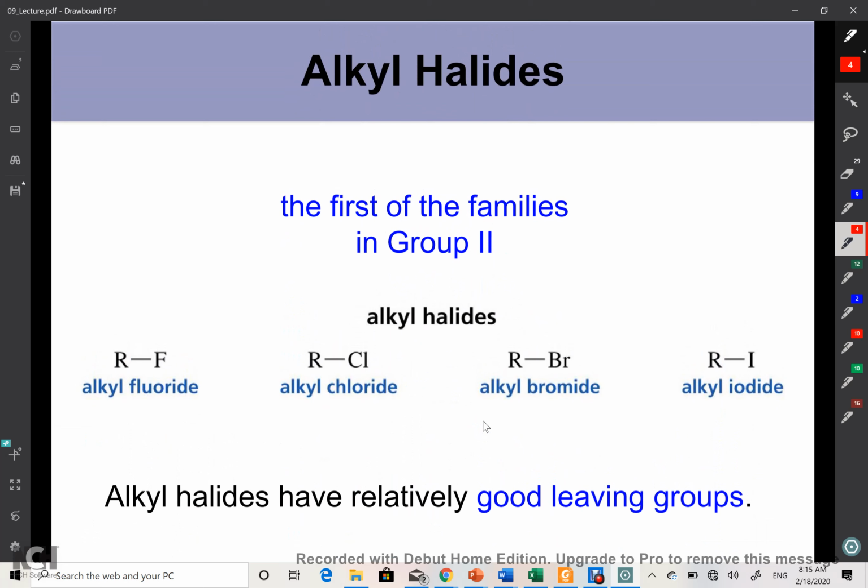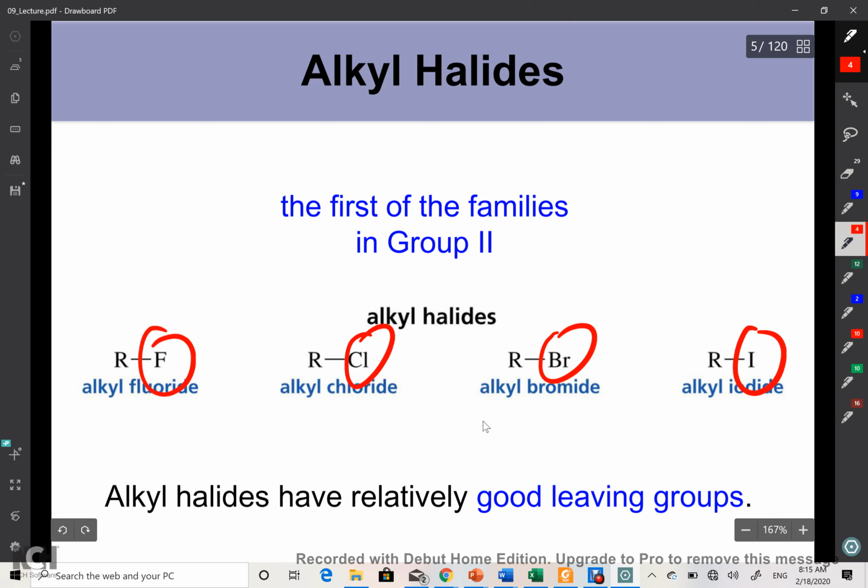So, the alkyl halides, usually we refer to them as the first member of the group 2 families. We have an alkyl fluoride, an alkyl chloride, an alkyl bromide, and an alkyl iodide. The halogen groups are good leaving groups. You remember what the leaving group is? It's the group that will be replaced by something, or the group that will be eliminated. They are good leaving groups, meaning that they can easily be replaced by something else.